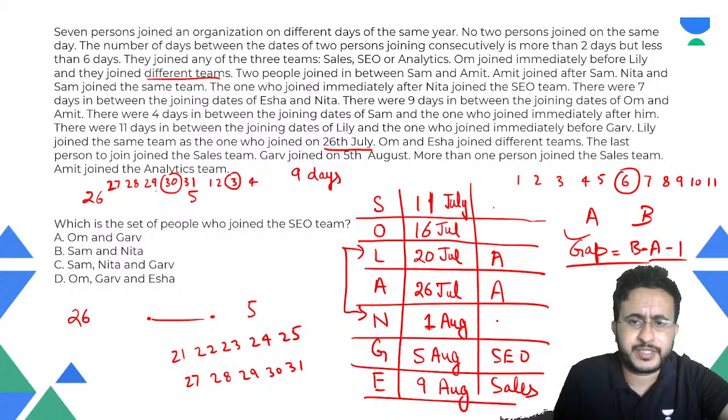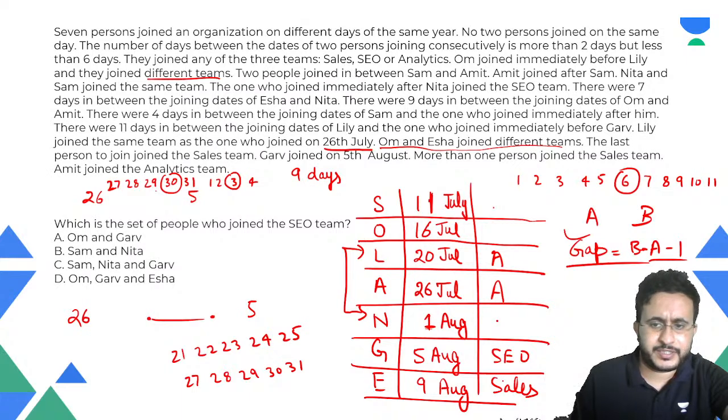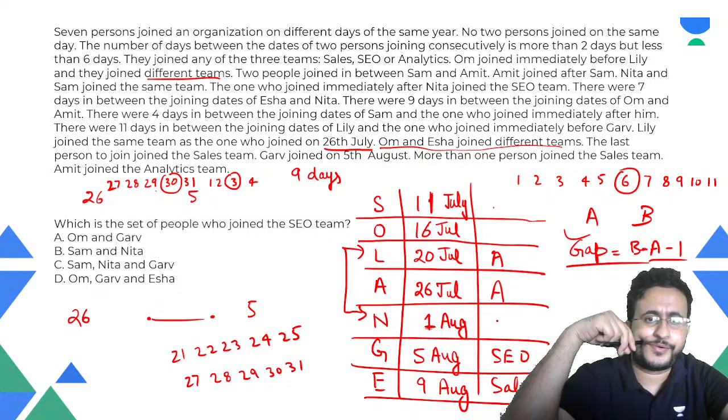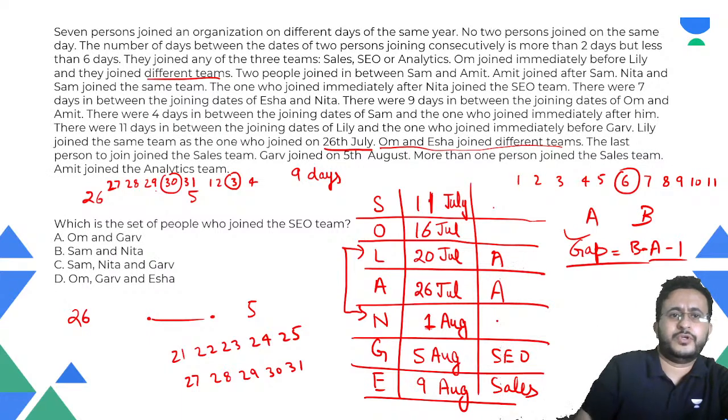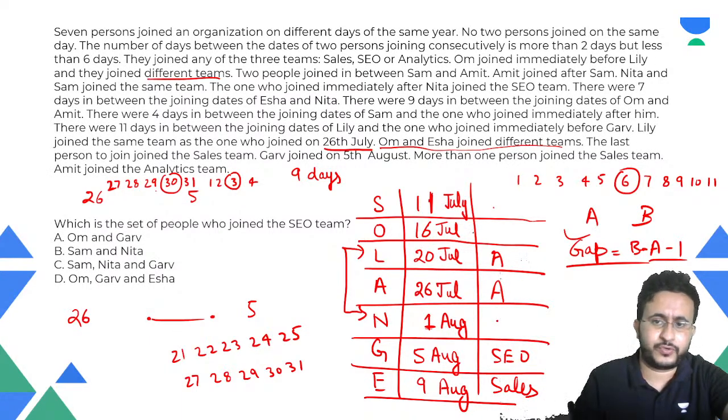Om and Isha join different teams. So Isha is sales, and Om and Lily are also different. So Om cannot be analytics, and Om cannot be sales. Okay, so Om has to be SEO.